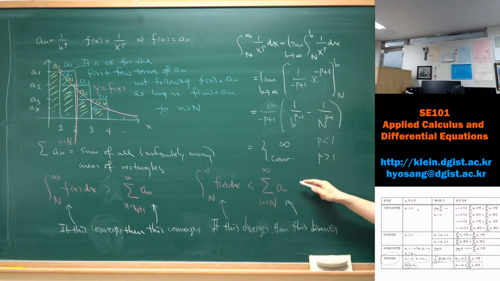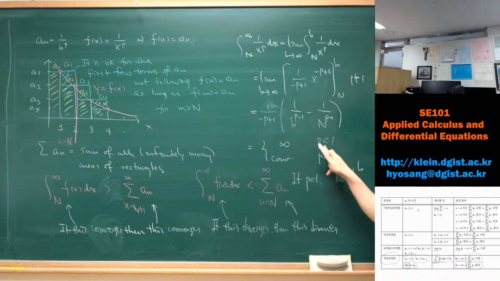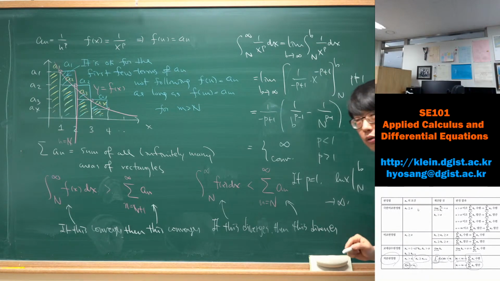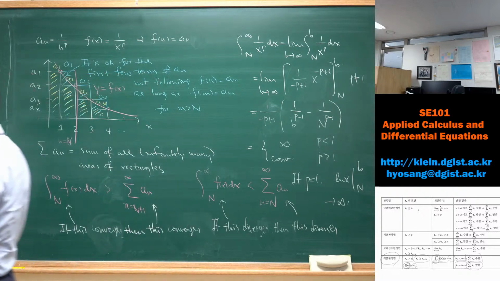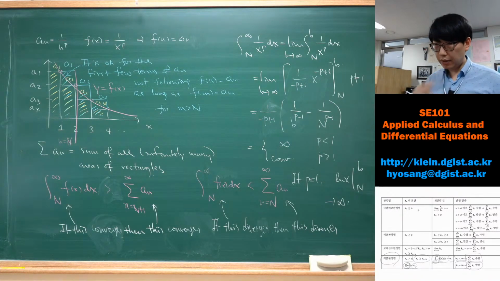So this is when p is not equal to 1. If p equals 1, then we have the antiderivative of ln x from n to b, and this is a similar situation to when p is less than 1. When b goes to infinity, ln b goes to infinity, so this diverges. So this proves the p-test.